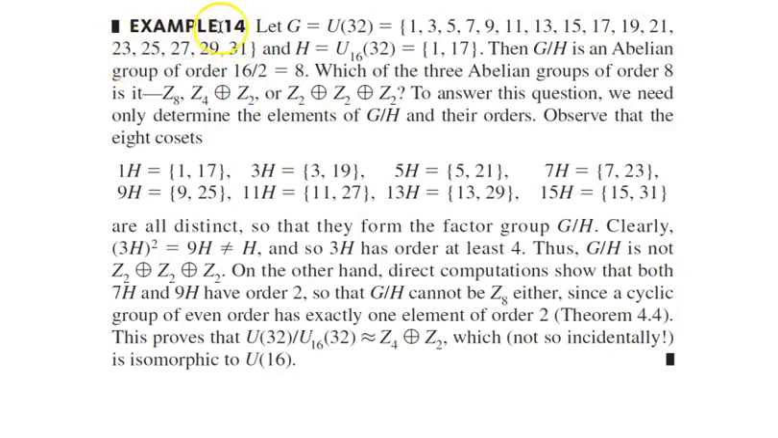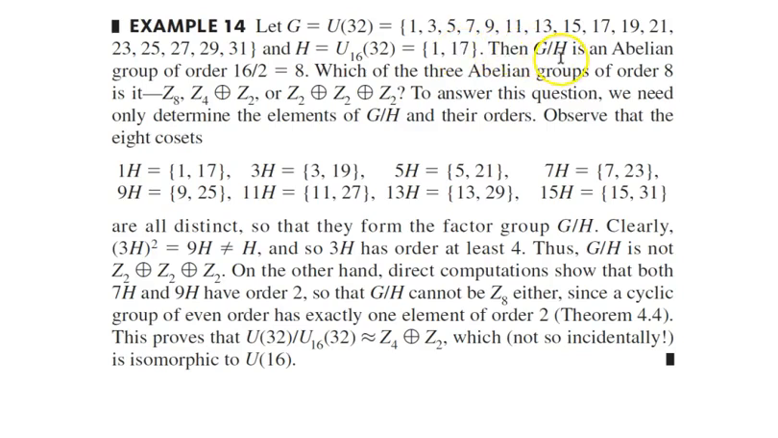Now consider the part of example 14. Here G is U32. You know, here we have all numbers from 1 to 31 that are relatively prime to 32. So these are all odd integers because 32 is a power of 2. And H is selected to be this subgroup consisting of 1 and 17. This is actually the cyclic group generated by 17.